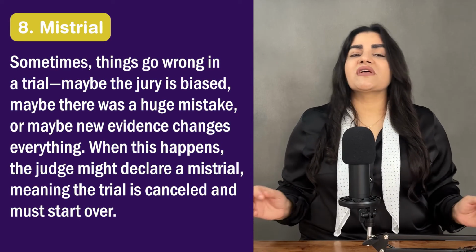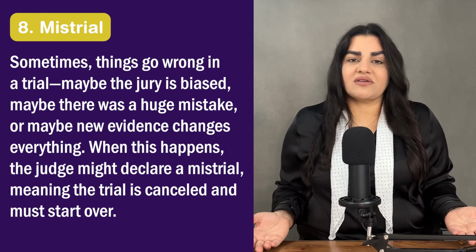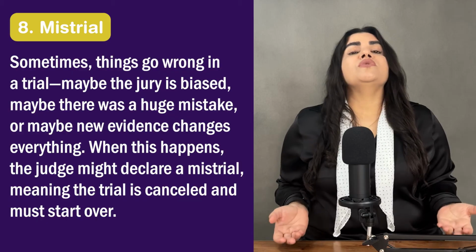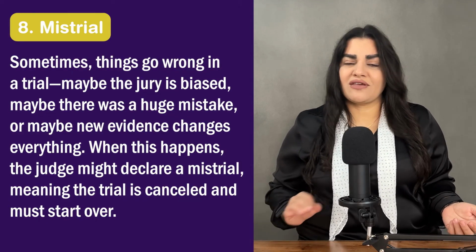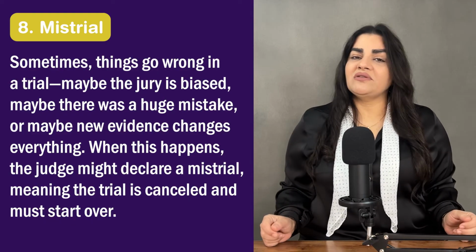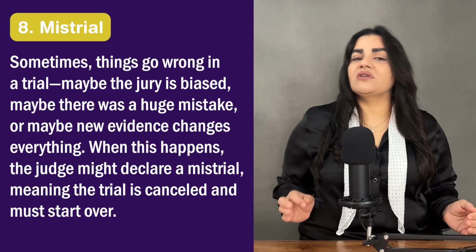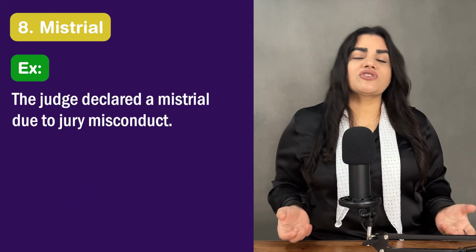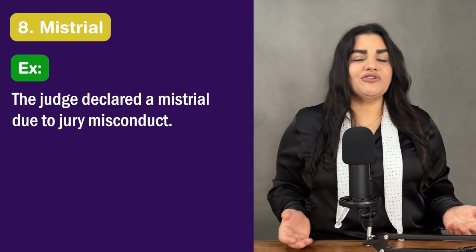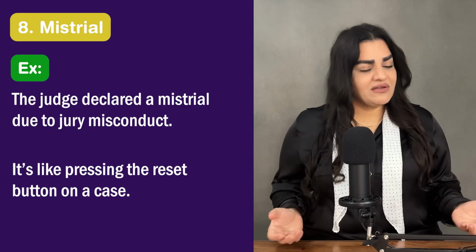Number 8, mistrial. Sometimes things go wrong in a trial. Maybe the jury is biased. Maybe there was a huge mistake. Or maybe new evidence changes everything. And when this happens, the judge might declare a mistrial, meaning the trial is cancelled and must start over. For example, the judge declared a mistrial due to jury misconduct. It's like pressing the reset button on a case.